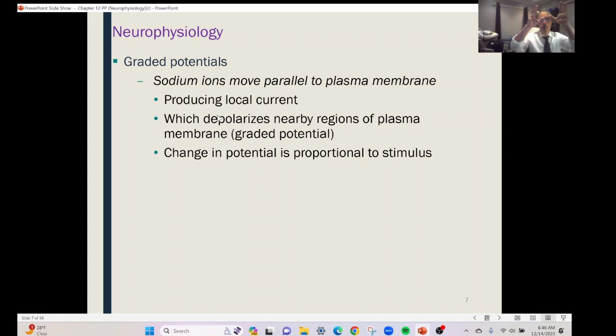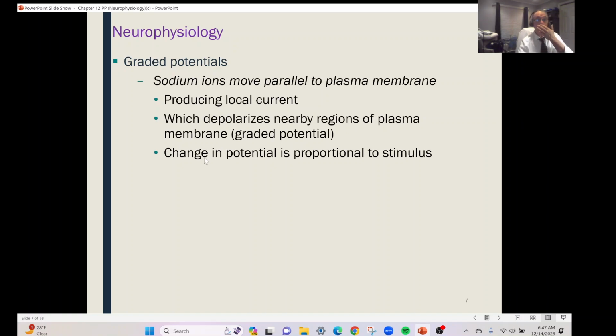Now, as the sodium ions come in, they produce this local current. The sodium ions, what they're going to do is inside the cell, they're going to spread laterally, and they're going to depolarize the next segment of the cell membrane. And then it's going to spread that way. I'll show you on a picture. So as the sodium ions spread laterally, we call that a local current. That now depolarizes nearby regions of the plasma membrane, and that's the graded potential.